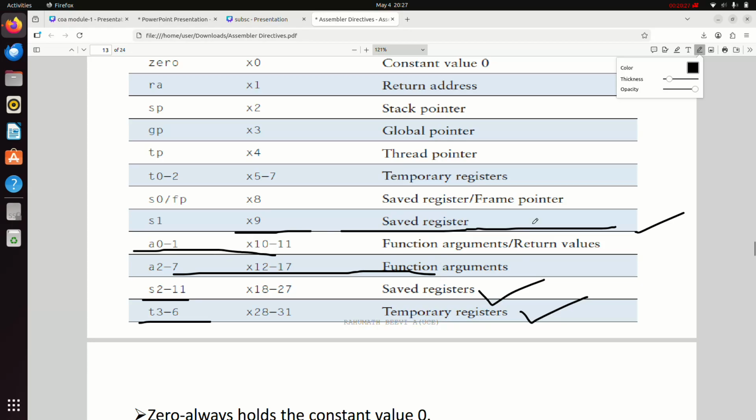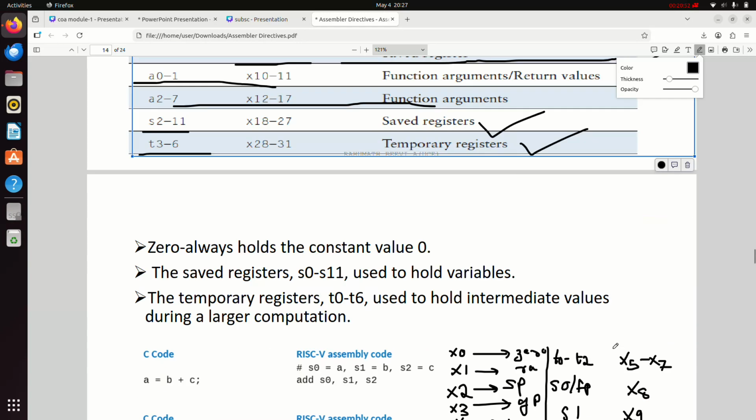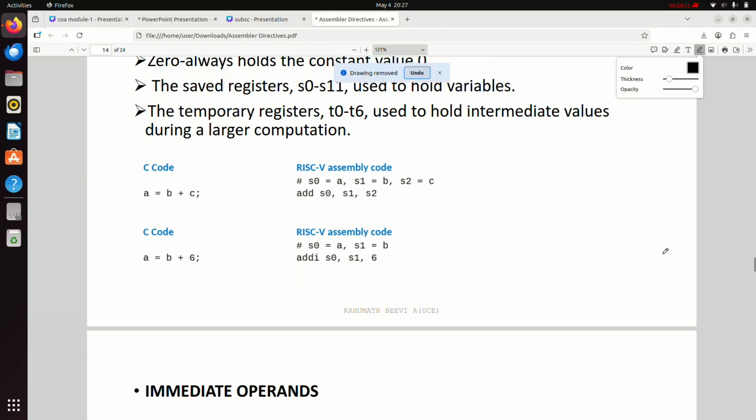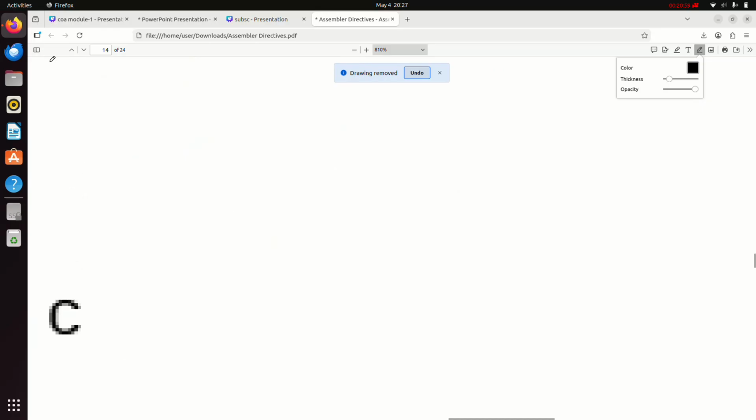So function arguments or return values are first a0 to a1. Then a2 to a7 are the rest of the function arguments. Then the rest of the saved registers, S2 to S11, because S0 and S1 we have covered. The rest of the temporary registers are T3 to T6. So if I start again, we have S0.